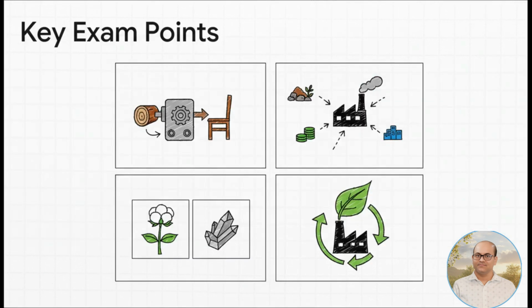So, let's quickly revise the main points from today's class. You must remember this for your examination. First, the definition of manufacturing. Second, the factors for deciding an industry's location, especially the availability of raw material. Third, the classification of industries. Remember, agro-based versus mineral-based, and public versus private sector. And finally, what is sustainable development and how we can achieve it?